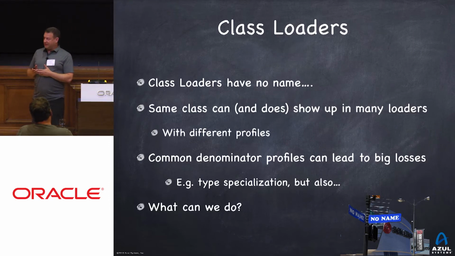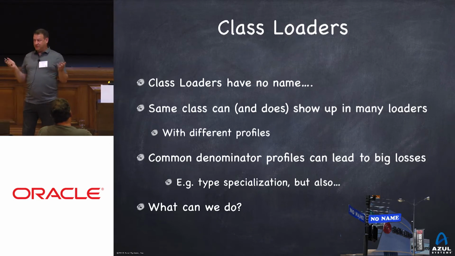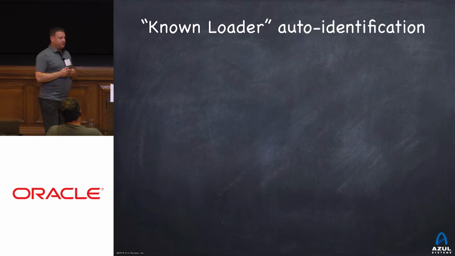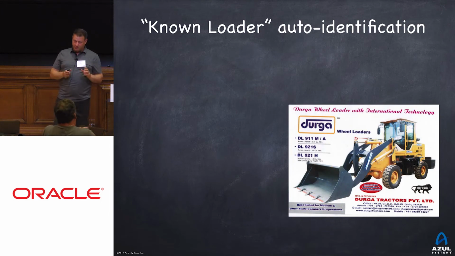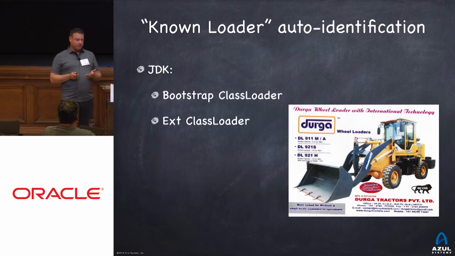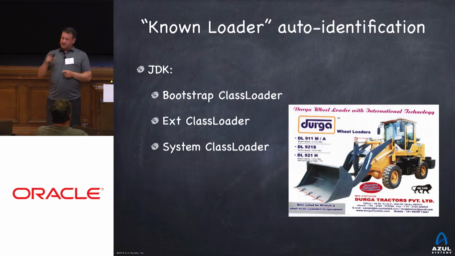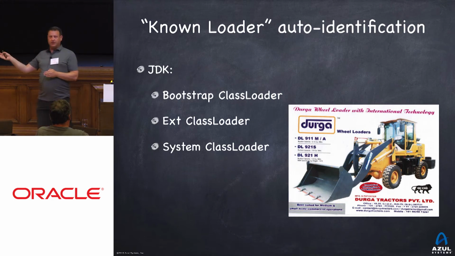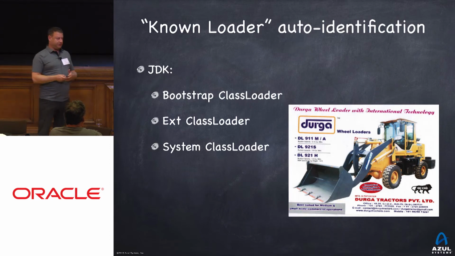So what can we do about that? Class loaders are a bit of a mess. They don't have names semantically. But we can try some things. For example, we could try to identify known loaders. It's a known thing, I know its catalog number, and I can recognize it for what it is. The JDK itself has a few loaders we can identify because we know who they are. Just identifying them and setting them apart from the others is helpful because that at least lets us disambiguate some of the profiles.